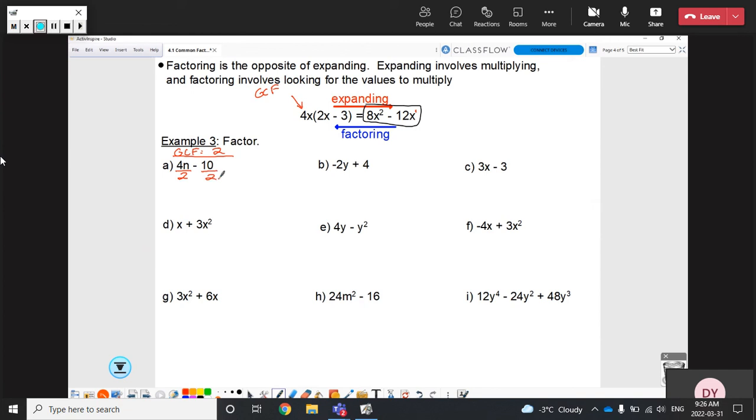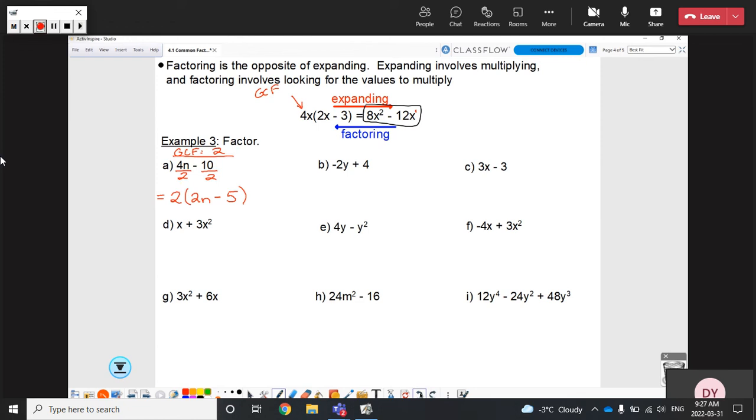Now we have to make sure that we keep the 2 out front of our result, and we're going to write it as a product. So what is 4n divided by 2? It's 2n. What's negative 10 divided by 2? It's 5. So what we can say is that 4n minus 10 is equivalent to 2 times 2n minus 5. And we're able to check this answer by using the distributive property. If we were to expand this, we would end up with the same answer as what we started with. That's a lovely way to check your work if you needed to.